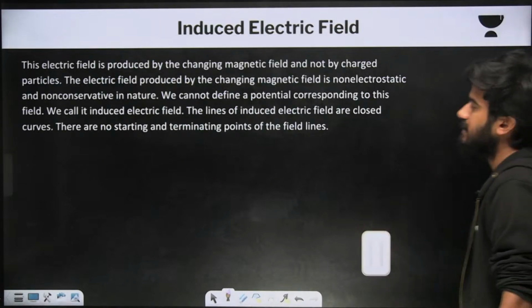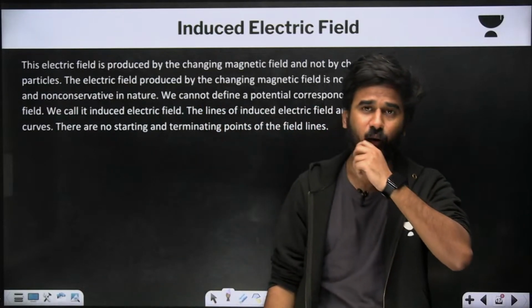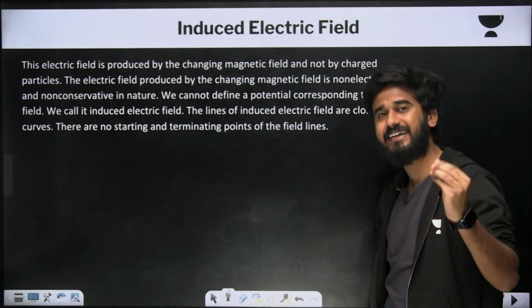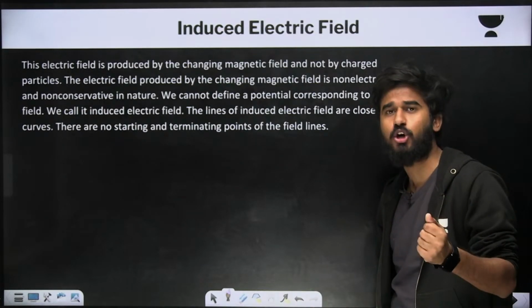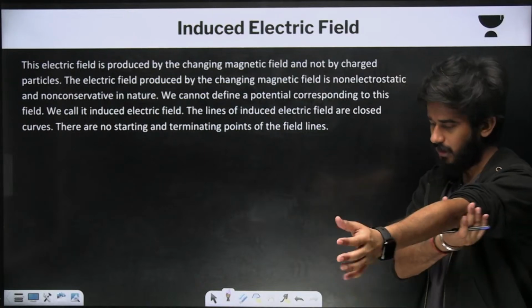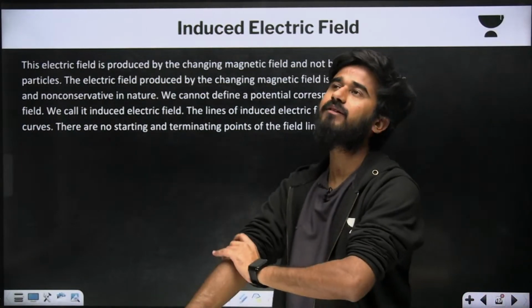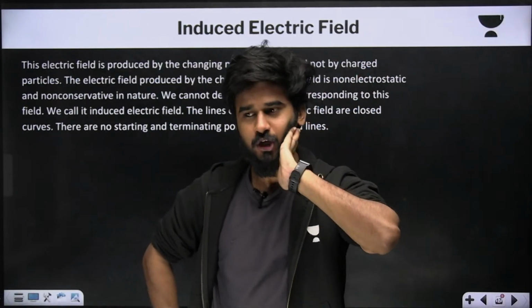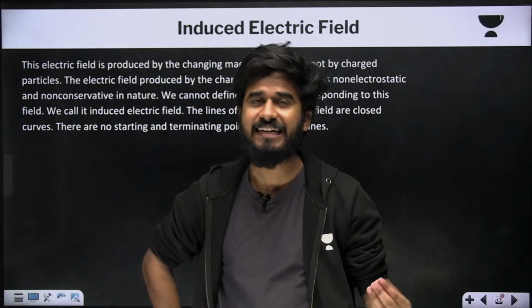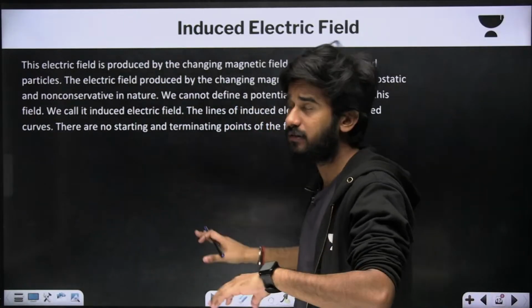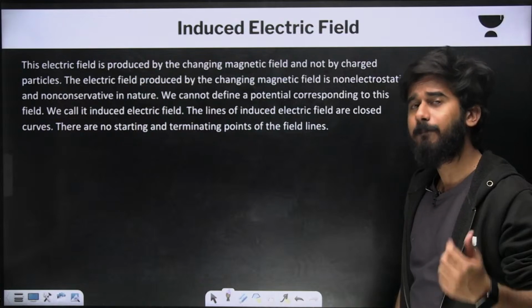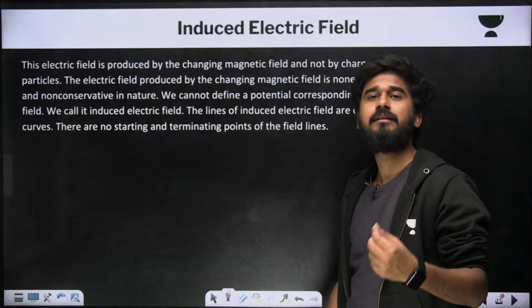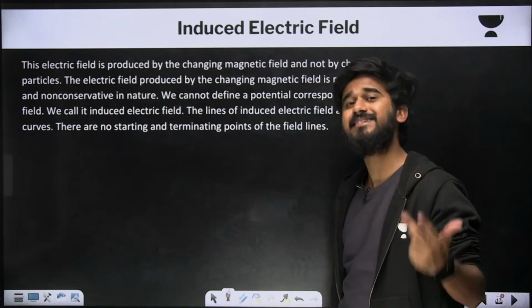Okay. Now where I was at, the induced electric field. So what is the induced electric field? If you have a time varying magnetic field, then because of that, there is something called induced electric field. We have already studied electric field in electrostatics, which originates because of a charge. But this induced electric field is generated because there is a time varying magnetic field. So just remember this statement: a time varying magnetic field produces an electric field.